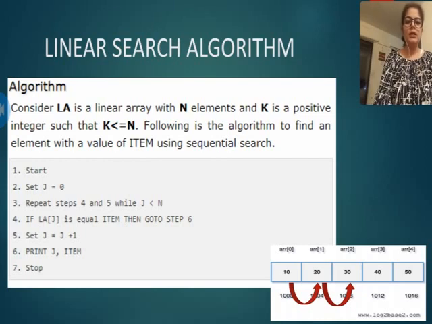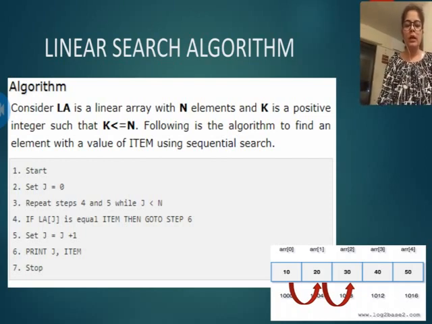Next is the linear search algorithm. As I have told in the previous lecture, an algorithm is a step-by-step procedure to solve a particular problem. So here is the algorithm to apply linear search on a linear array. Here I have taken an array whose name is LA. LA is the name of the array which has total n elements. So first I will tell you all the steps of the algorithm, then after that I will explain with an example.